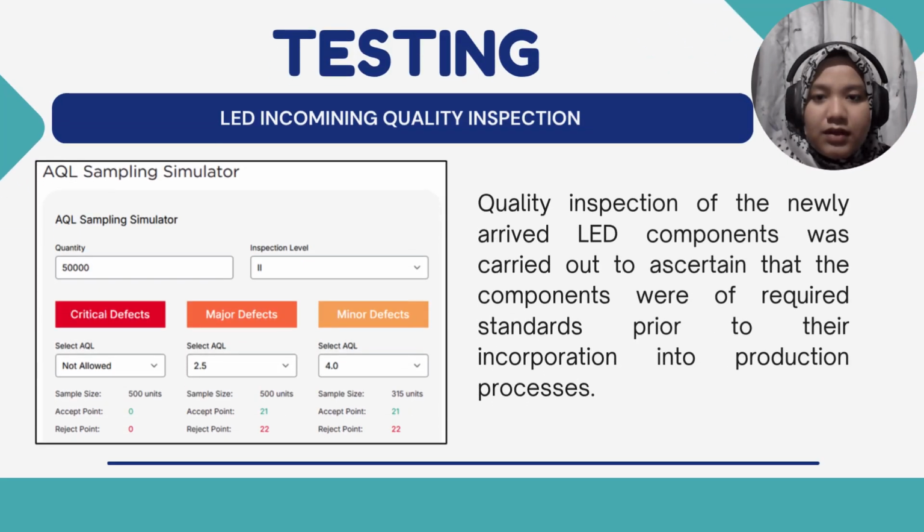So next, I will continue with the quality inspection. The quality inspection of the newly arrived LED components has been done. The main purpose of this inspection was to make sure that the LEDs meet the required quality standard before being used in the production process. The inspection was carried out with the assistance of KIMA, which is a quality inspection website.